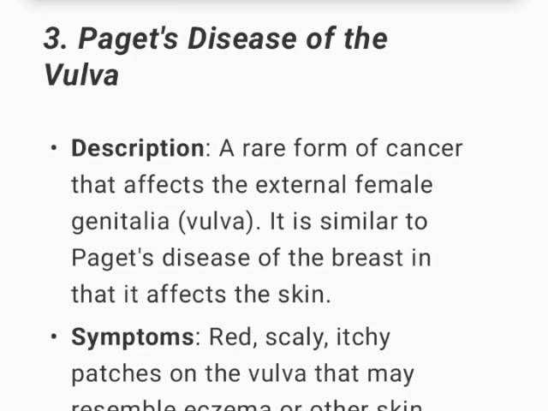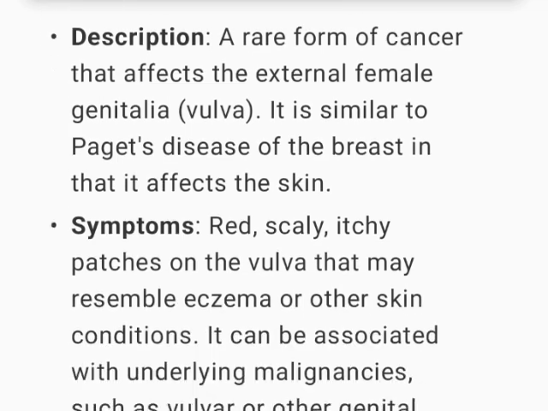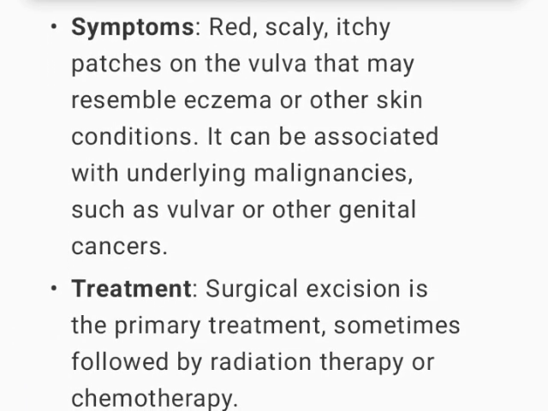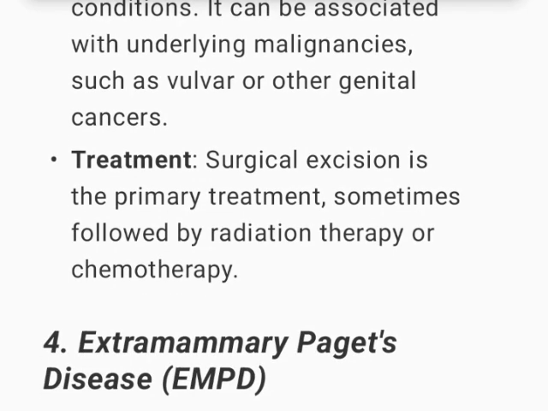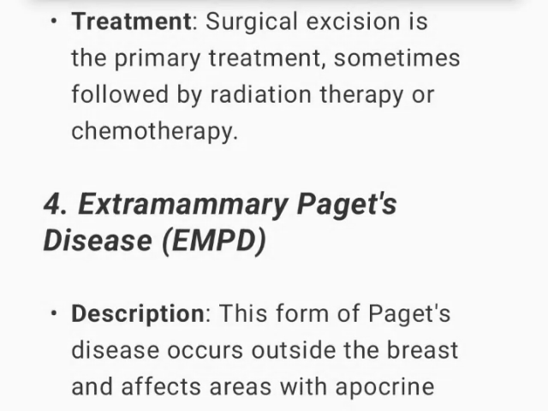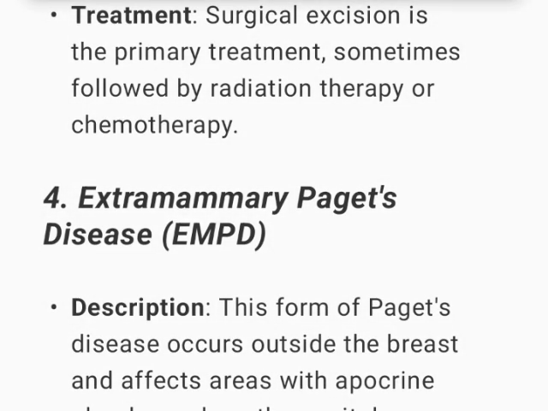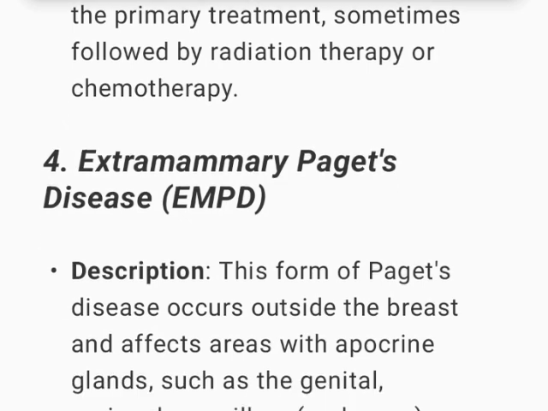3. Paget's disease of the vulva. Description: a rare form of cancer that affects the external female genitalia, the vulva. It is similar to Paget's disease of the breast in that it affects the skin. Symptoms: red, scaly, itchy patches on the vulva that may resemble eczema or other skin conditions. It can be associated with underlying malignancies, such as vulvar or other genital cancers. Treatment: surgical excision is the primary treatment, sometimes followed by radiation therapy or chemotherapy.